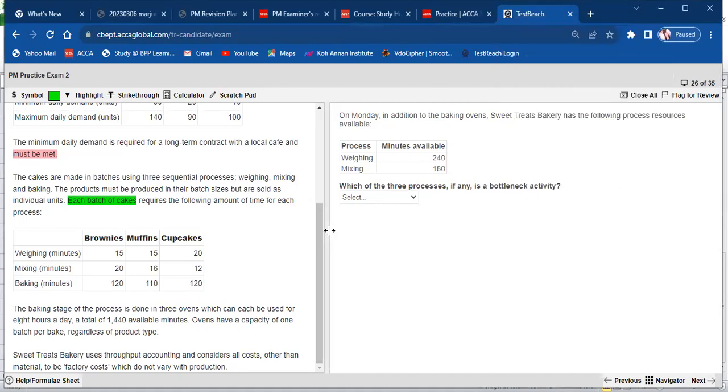Exam technique for section B. On Monday, in addition to the baking ovens, Sweet Trees Bakery has the following process resources available. Which of the three processes, if any, is a bottleneck activity? Objective test question, drop down. Weighing, mixing, baking, there's no bottleneck. To say there's no bottleneck makes it suspect anyway. But we can also not say definitely it's wrong. We have got to prove it.